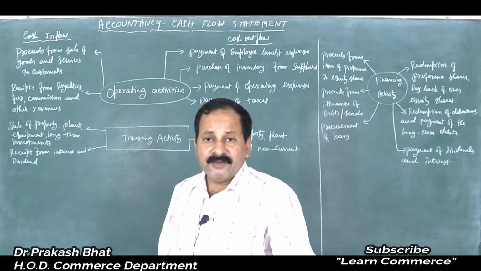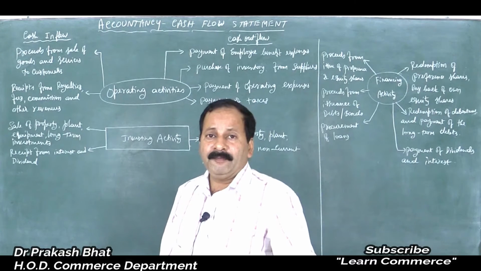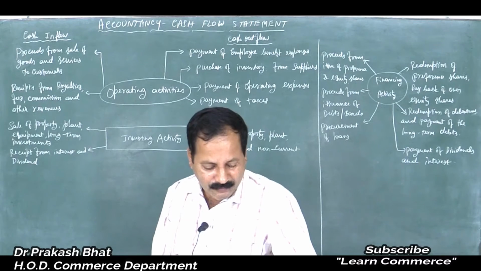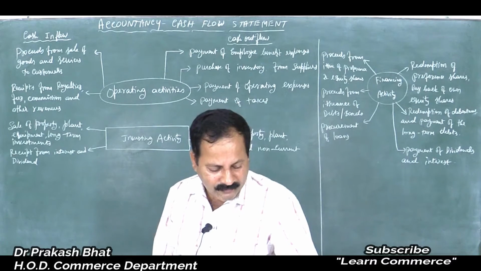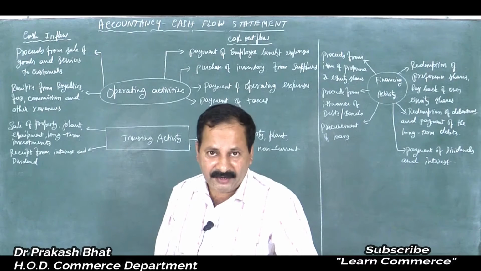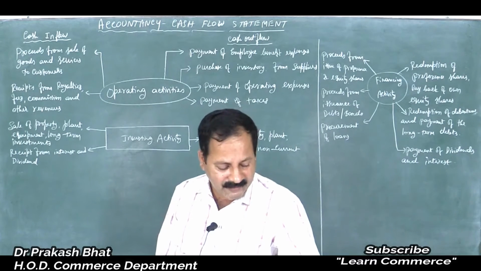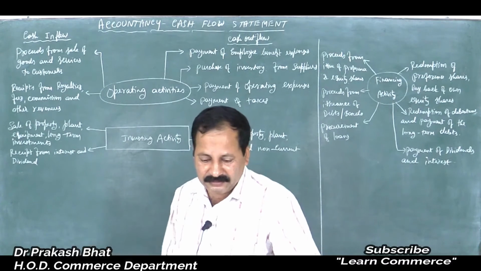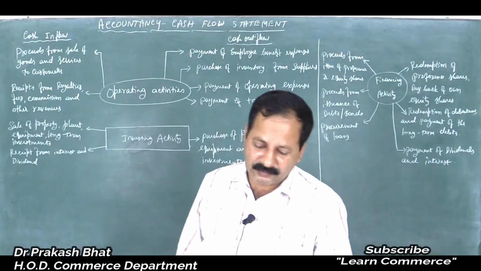Indirect method. So we have to start from net profit before tax and extraordinary items. We have to start in that way. We have to follow the format. I will prepare it in the format itself. Just go through it and just solve the problem.